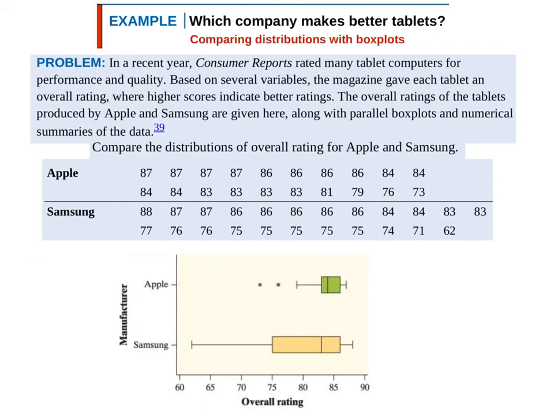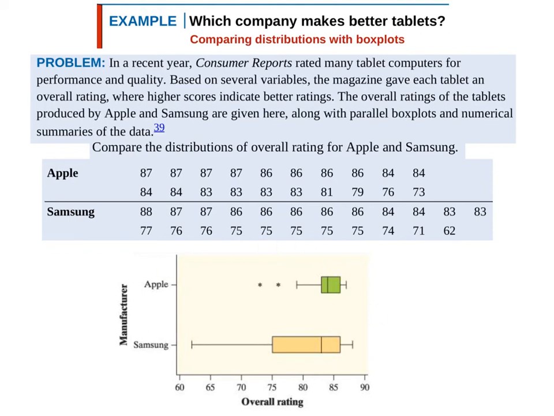Based on several variables, the magazine gave each tablet an overall rating, where higher scores indicate better ratings. The overall ratings of the tablets produced by Apple and Samsung are given here, along with parallel box plots and numerical summaries of data. I'll show that to you on the next slide. So let's compare the distributions of overall rating for Apple and Samsung. So here's the raw data for Apple and for Samsung. And this is what our box plot looks like.